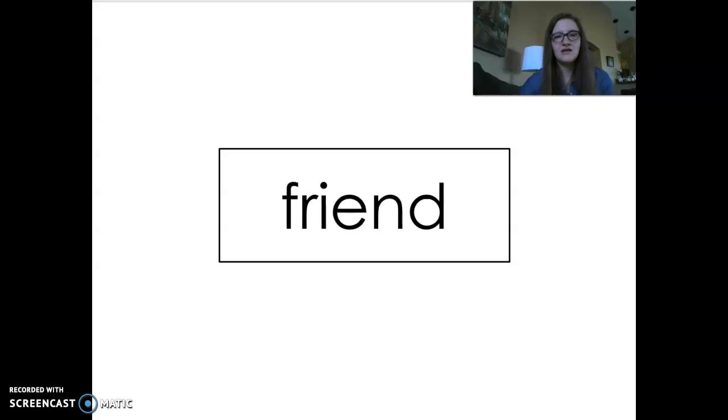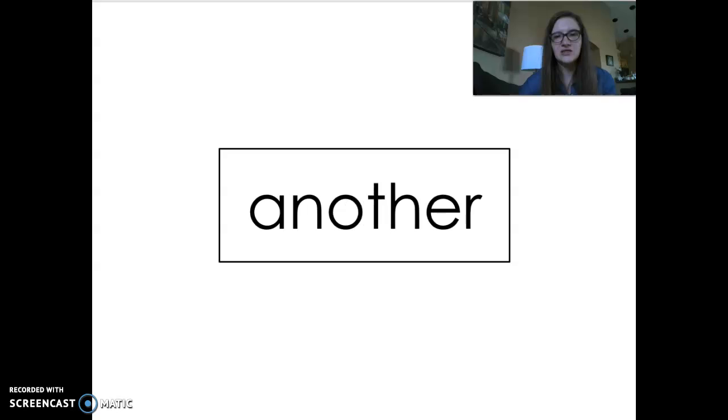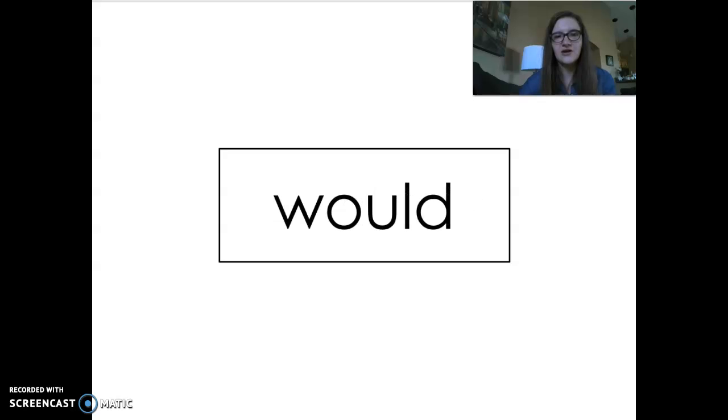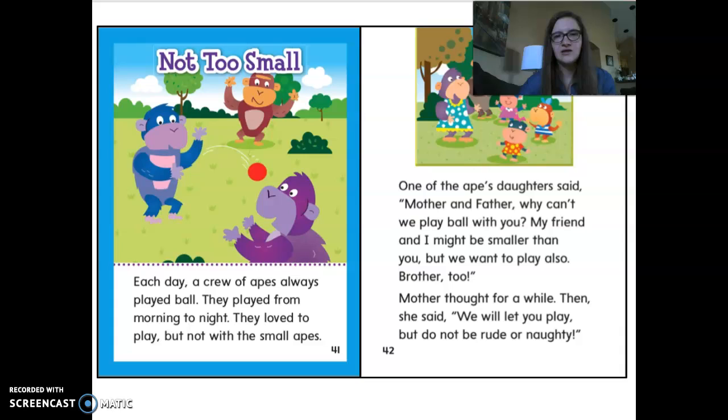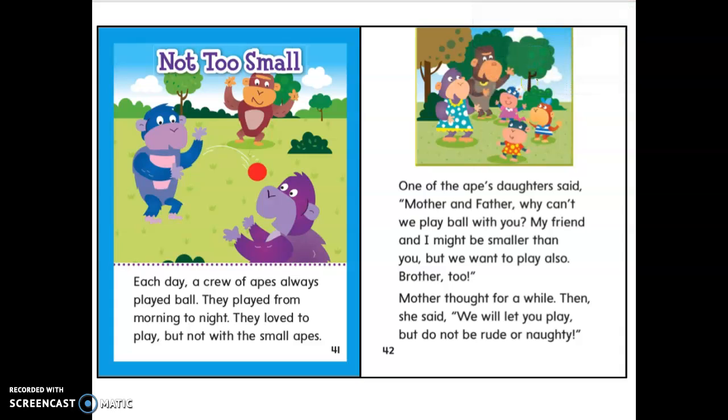Look, think, speak, friend, want, another, would. Okay, I'm going to disappear here so you can see all the pictures. I want you to focus on the clues that we use to help us break apart words. Okay, if we see a vowel team, that will help us. If we see an ending, that helps us. EDs, INGs.